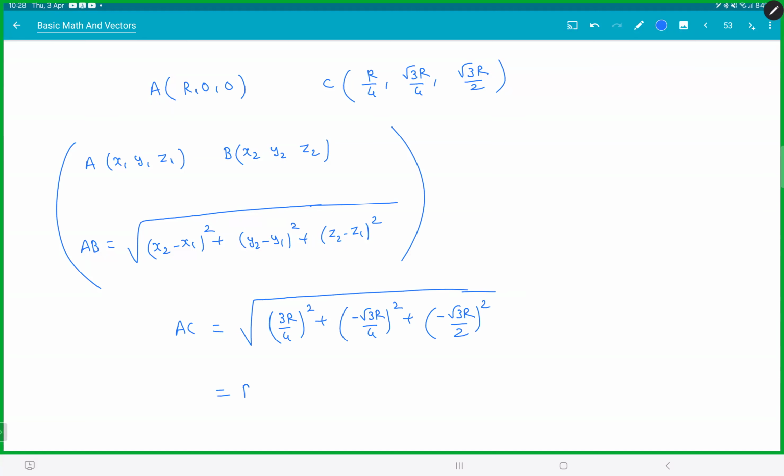R comes out. This will be root over 9 by 16 plus 3 by 16 plus 3 by 4. This will be root over 12 by 16 plus 3 by 4. That will be, 12 by 16 is also 3 by 4, 3 by 4 plus 3 by 4 is 3 by 2. So R into root over 3 by 2. Check.